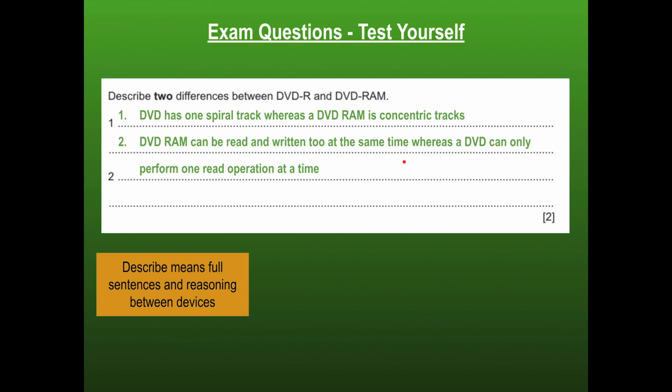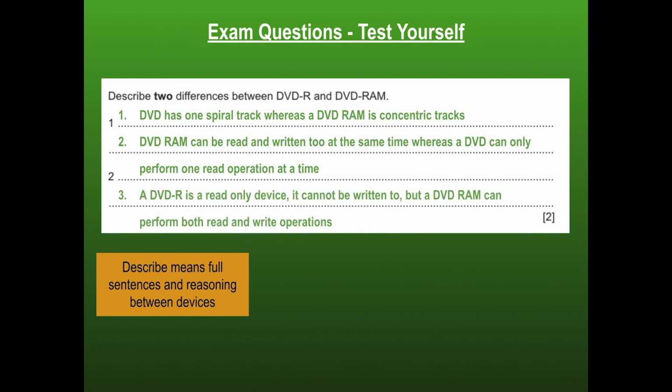And lastly, so not only can it only perform one operation at a time, but a DVD-R is a read-only device. It cannot be written to. It is burned in there forever. So the DVD-RAM can perform the read and write, but a DVD-R is read only. So make sure you understand your RWs, and then also make sure you remember that RAM, the DVD-RAM, is separate from the makeup of the CD, DVD, and Blu-ray with the spiral versus concentric tracks.